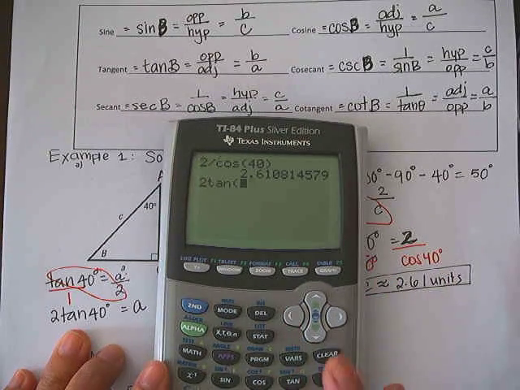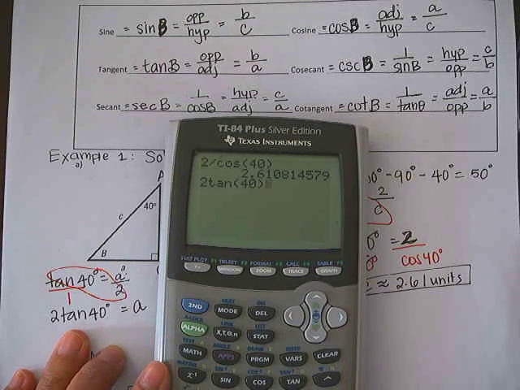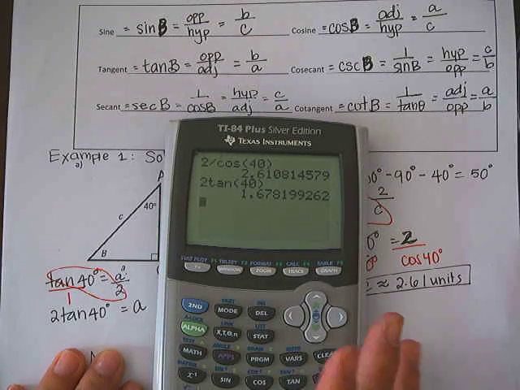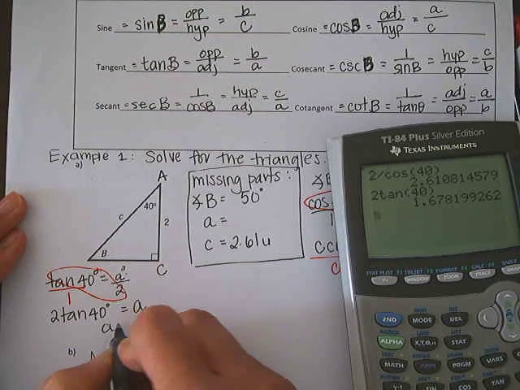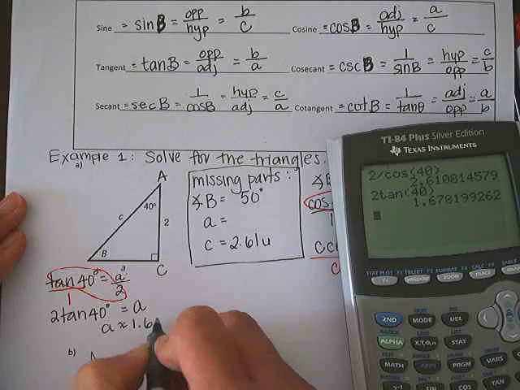2 times tangent of 40 degrees. Here we go, hit enter. So that's about 1.68 rounded to 2 decimal places. So A comes out to be 1.68 units.